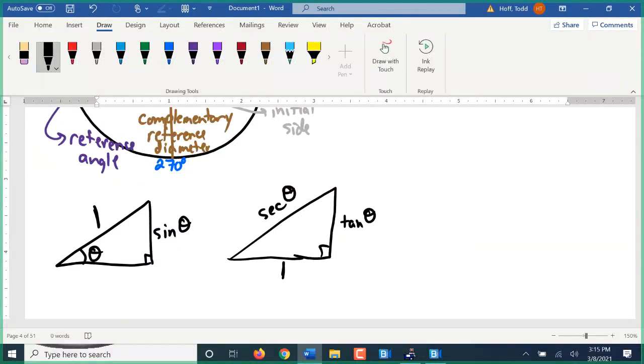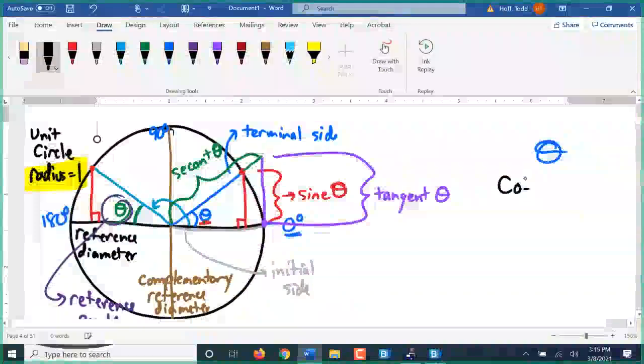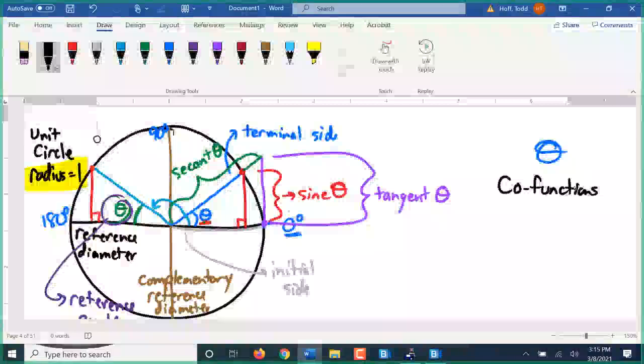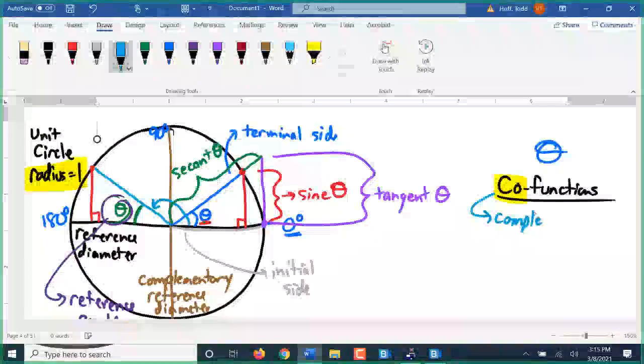Sine, tangent, and secant are the three main trig functions. But your calculator has cosine on it. Where does the cosine come from? Anybody remember? Cofunctions are called that because the prefix co means complement. What's that?